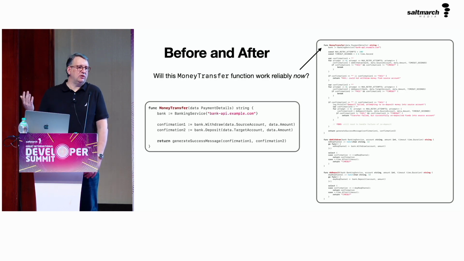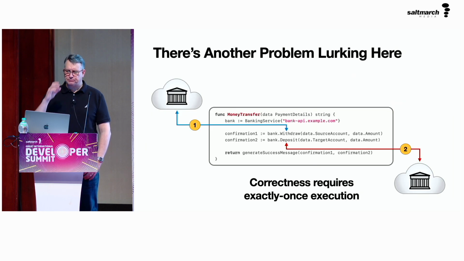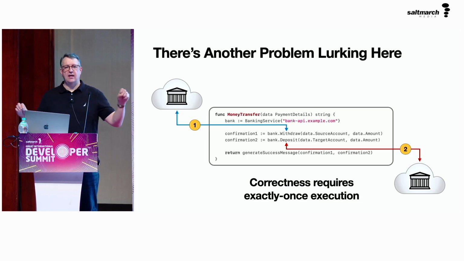And you'd think, okay, well, this is fine, but the application is reliable now. Is it reliable? No, it's not reliable. There's a lot of things that we haven't handled, but one of the most important things we haven't handled has to do with application state. So if we think about this, the correctness of this money transfer requires us to do the withdrawal and the deposit, and both of those things have to happen exactly once.